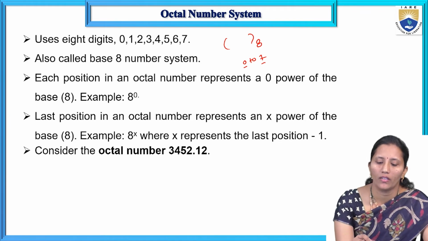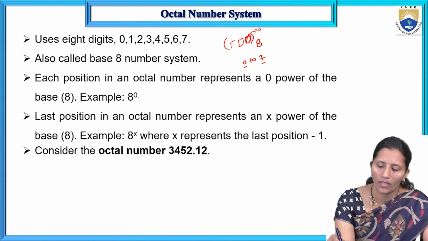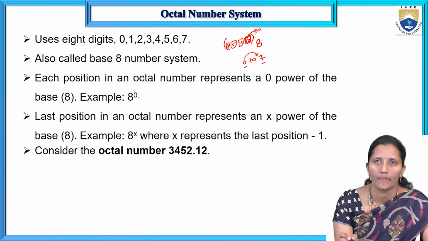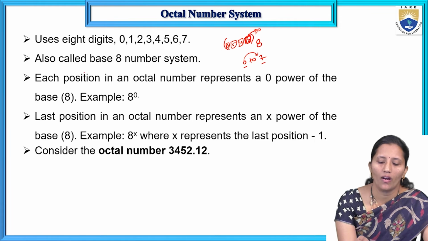So, whatever digits we are using, suppose it is 6, 5, 4, 2. Okay. Each digit ranges from 0 to 7 only. Okay. It uses 8 digits: 0, 1, 2, 3, 4, 5, 6, 7. It is also called the base 8 number system. We can call this a base 8 number system.